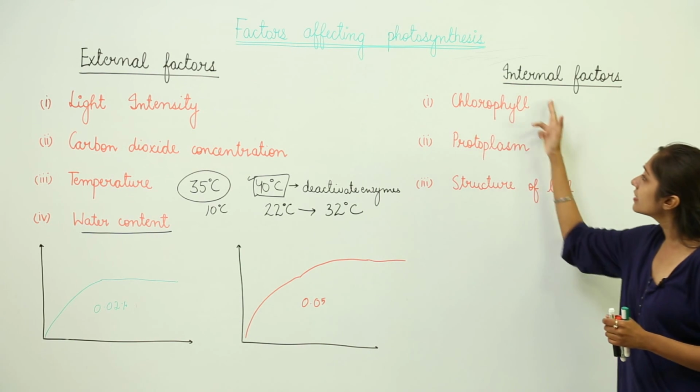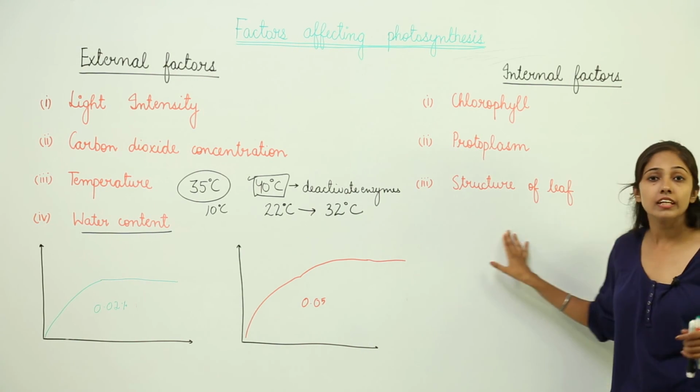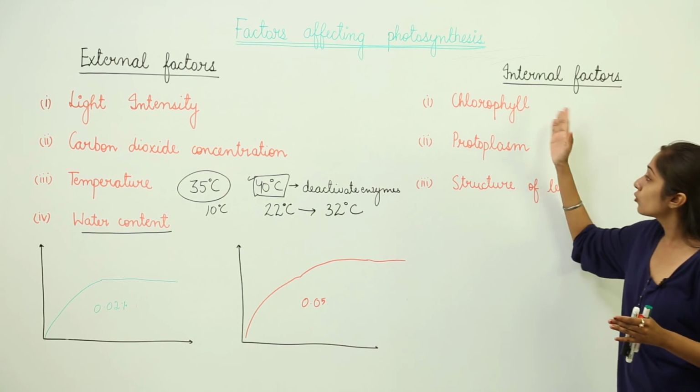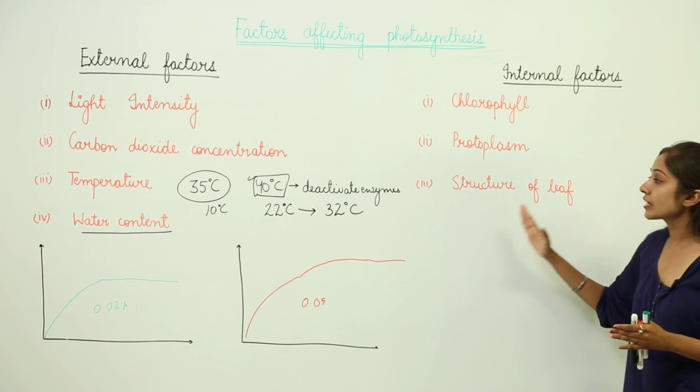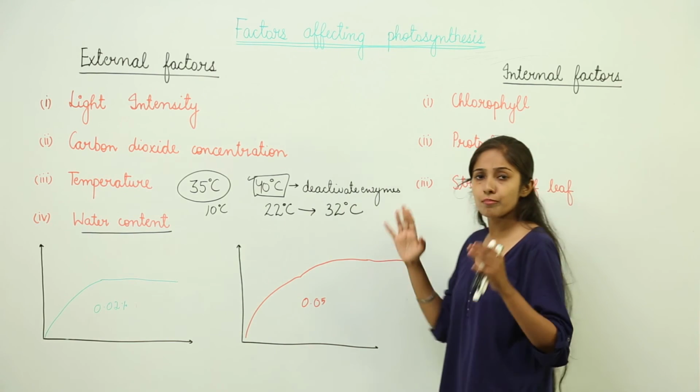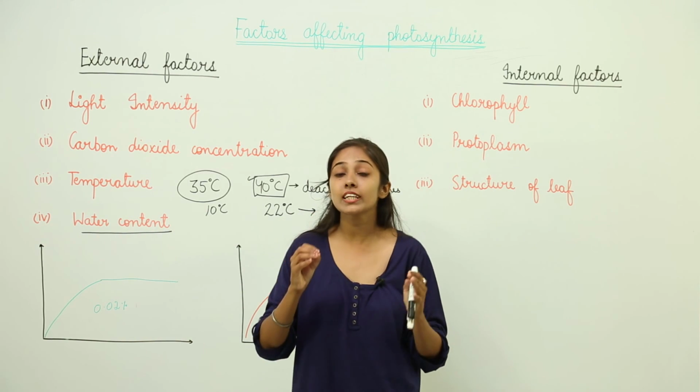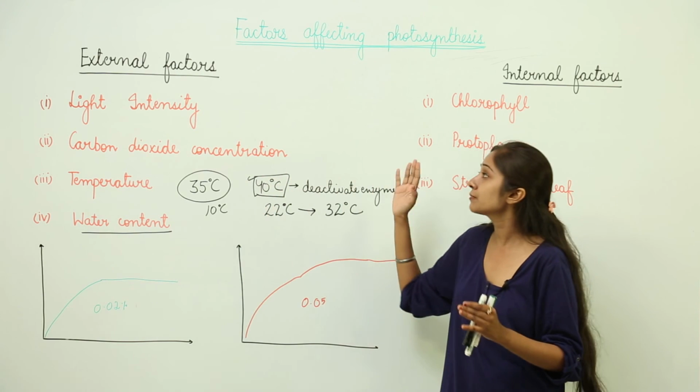So these are the internal factors that are going to affect the rate of photosynthesis, that is chlorophyll, protoplasm and structure of leaf. Just remember these points. I hope that you can explain them, you can elaborate these points on your own.